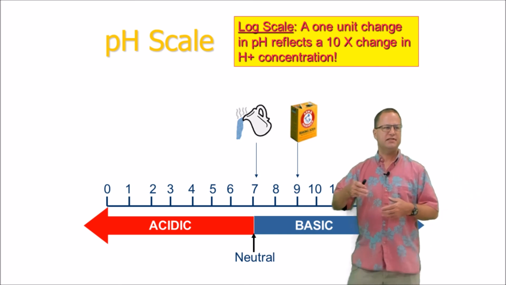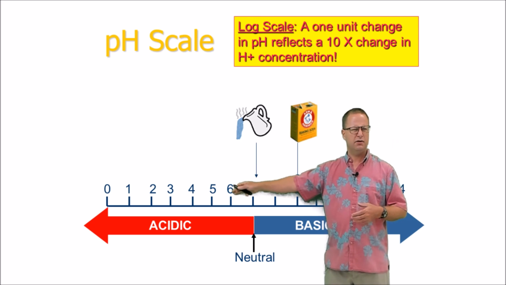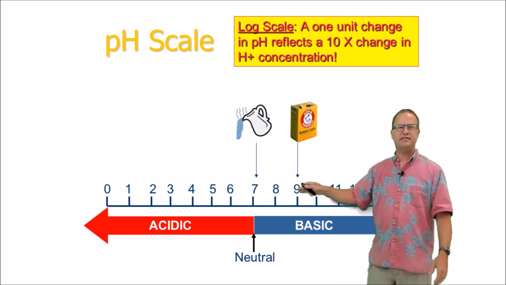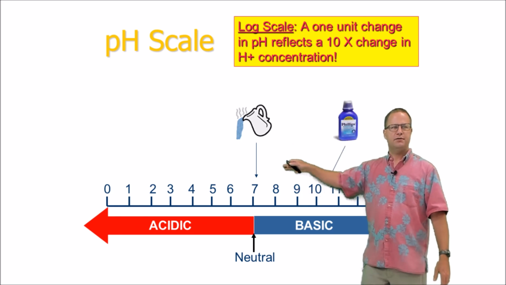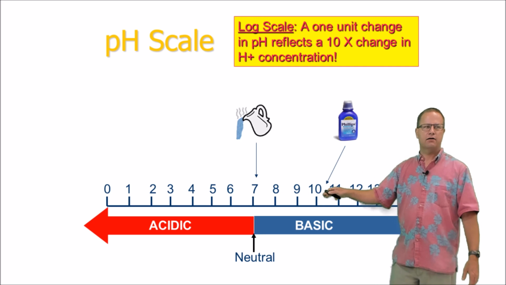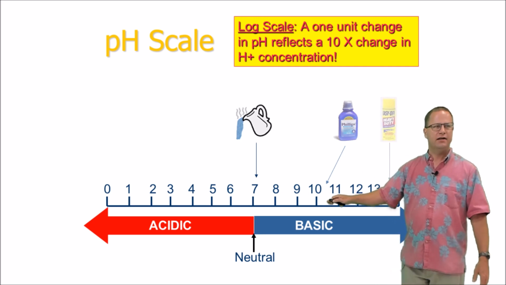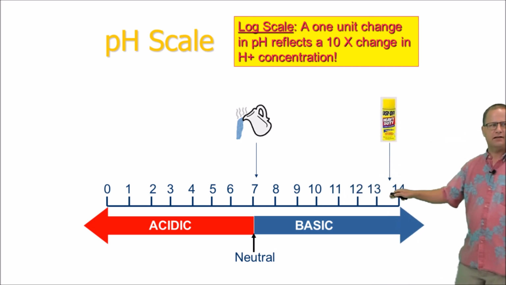On the other hand, hydrogen ions become least abundant or less abundant as we go up the pH scale. As we go from 7, let's say, to what we have right here, 9, okay, that's going to be a 100 times reduction in the concentration of hydrogen ions. Okay? And as we go up the scale, we can have things that are more alkaline, Phillips Milk of Magnesia, and then finally, Easy-Off oven cleaner.